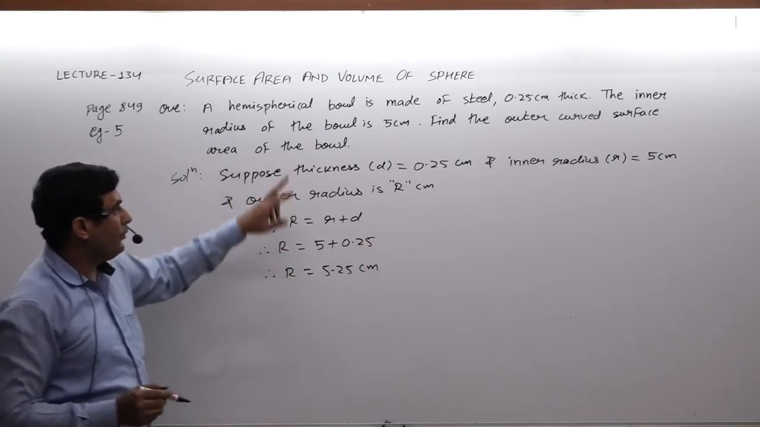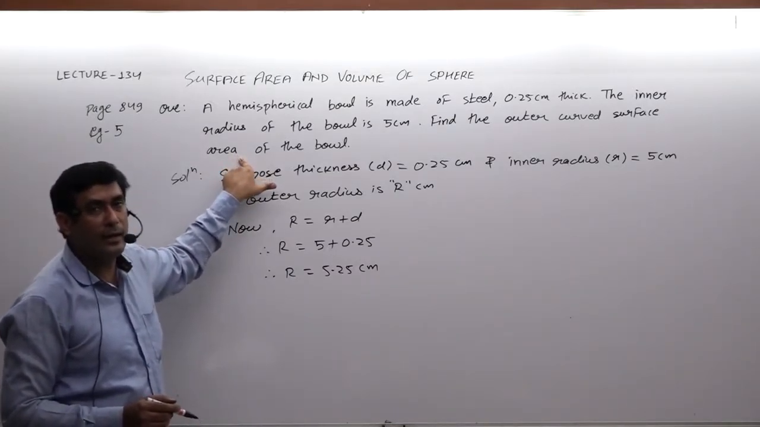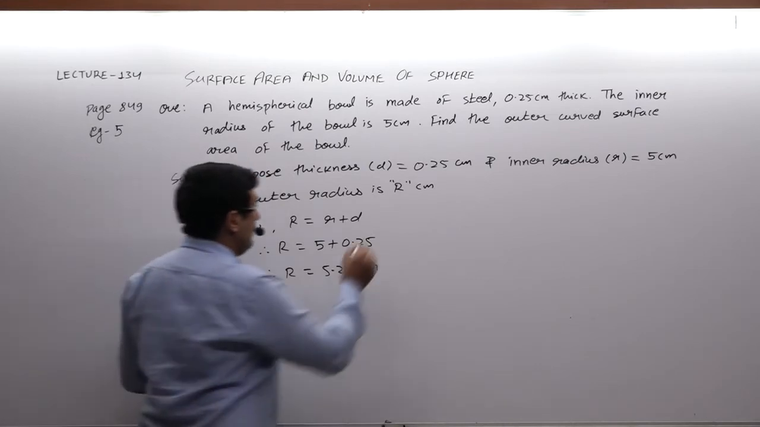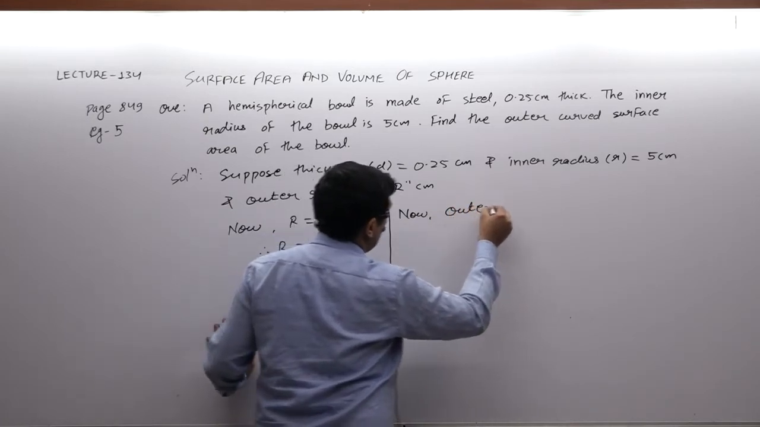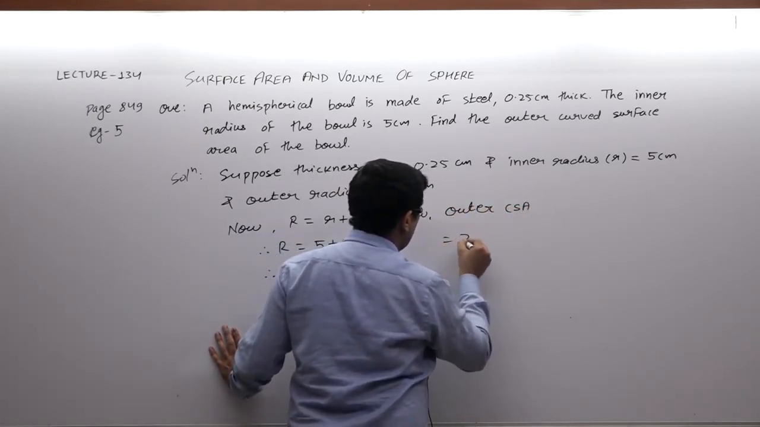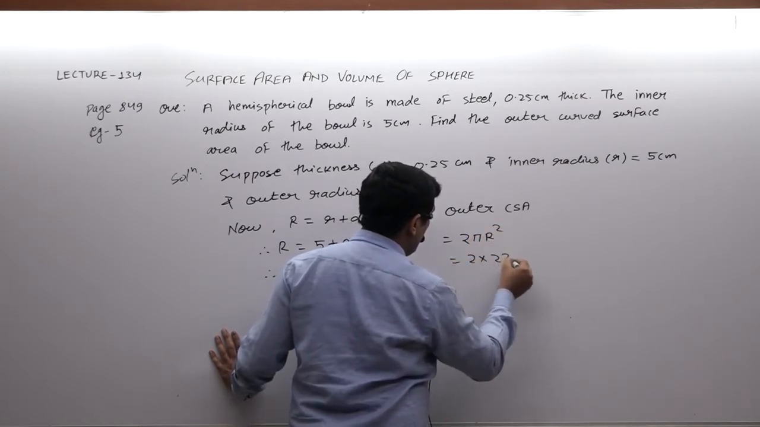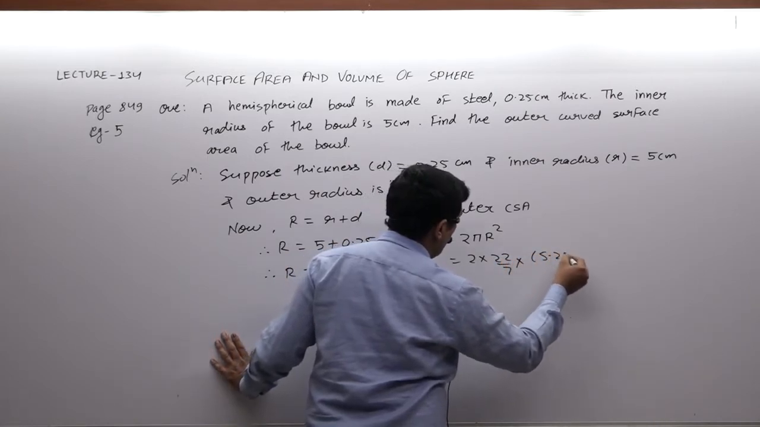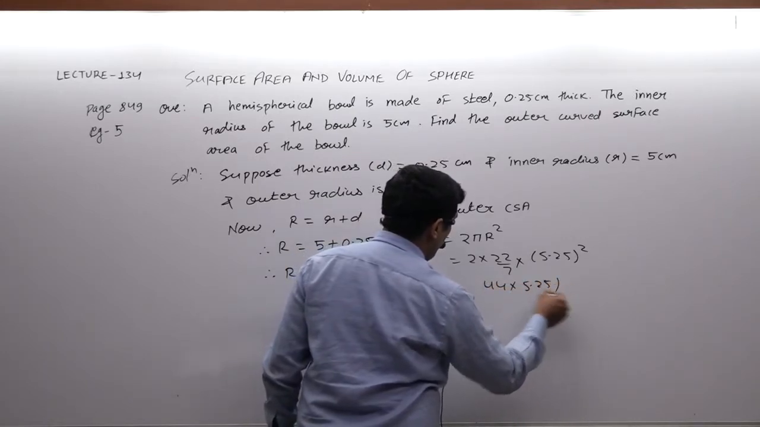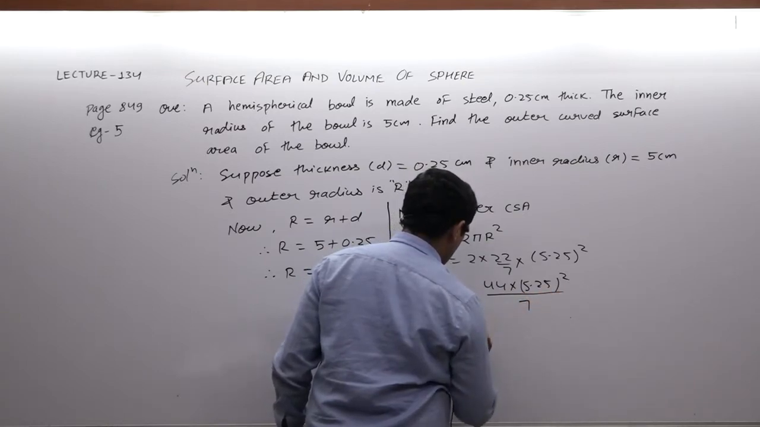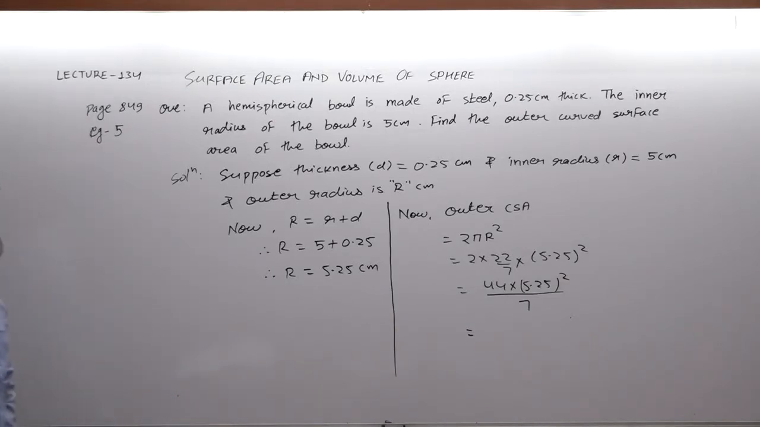Okay. Now simply you have to apply the formula to get its curved surface area. As we have to find the outer curved surface area, we will take the outer radius, that is capital R. So now outer CSA is equal to 2 pi capital R square. That is 2 into 22 upon 7 into 5.25 whole square. That is 44 into 5.25 whole square divided by 7. If you solve this, you will get your answer. So try to solve this, then I will give you its final answer.